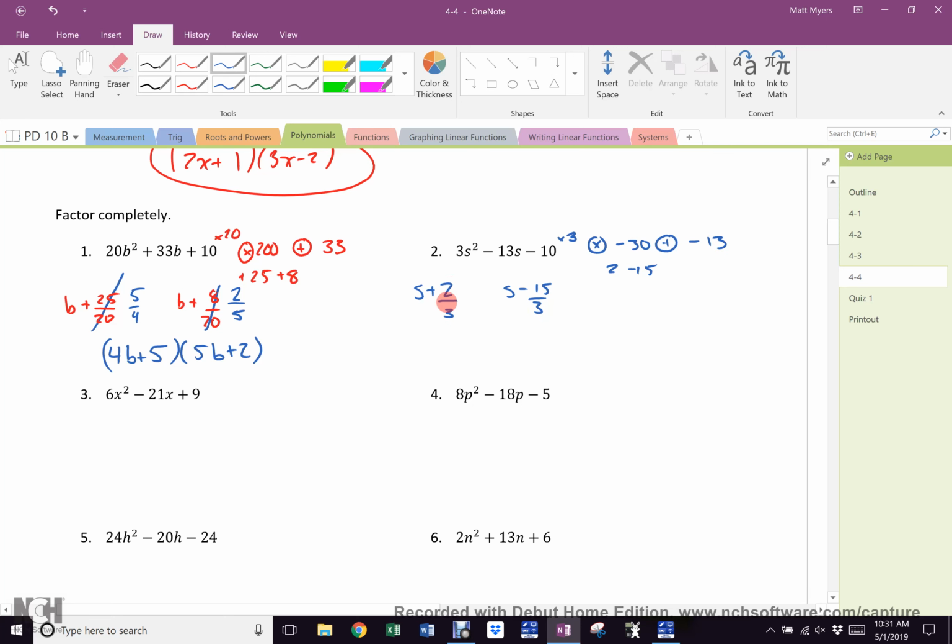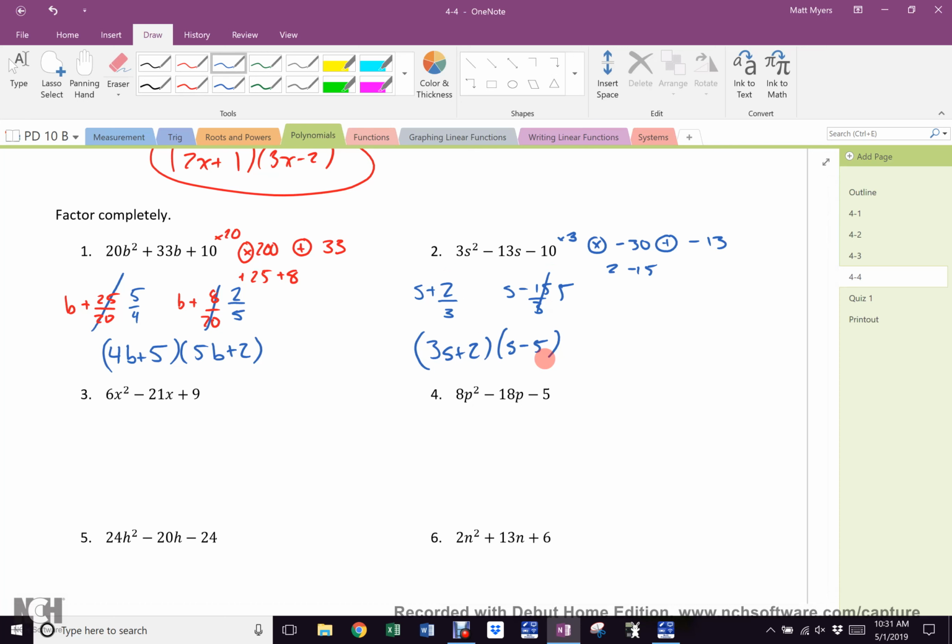Can I simplify 2/3? No. So where does the denominator go? To the front. 3s plus 2. Can I simplify 15 over 3? Yeah. What is it? 5. S minus 5. Did I do it right?